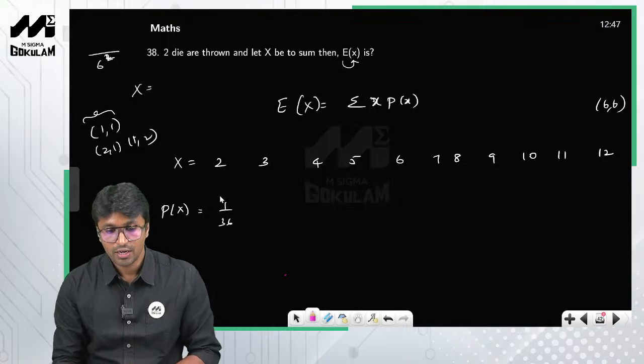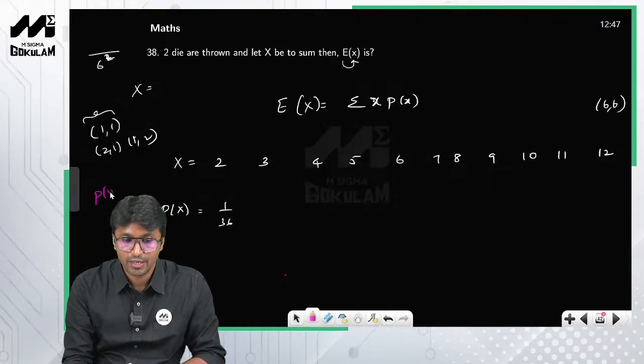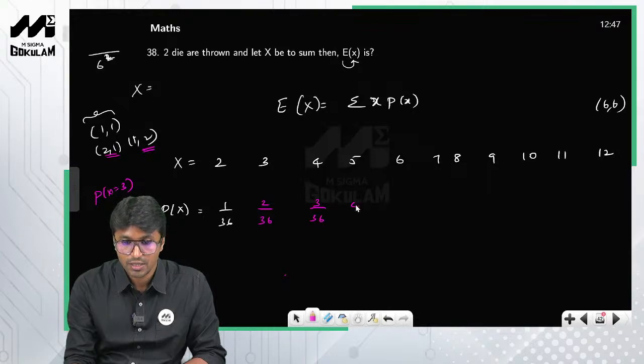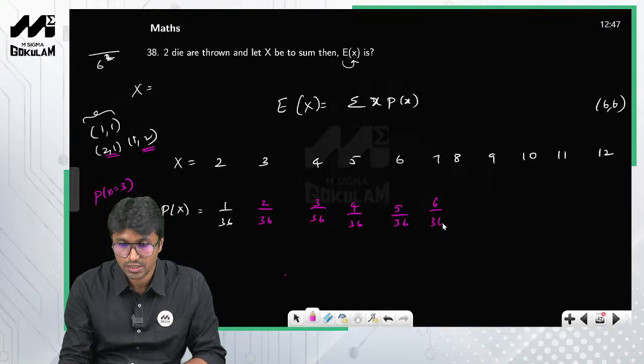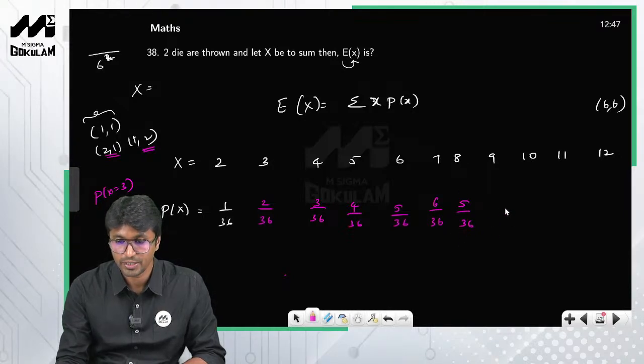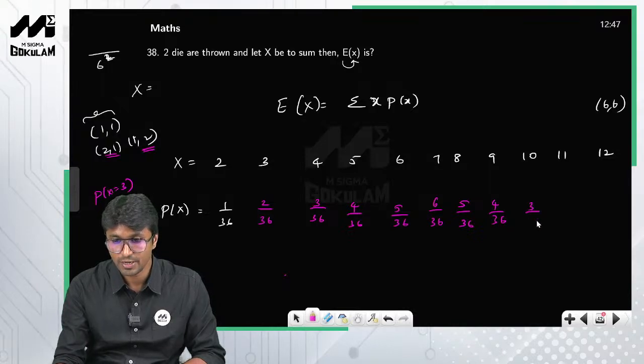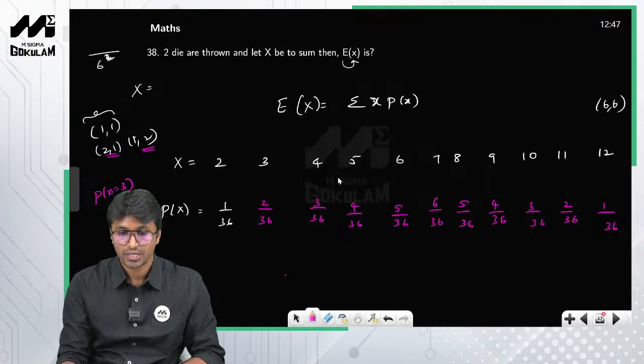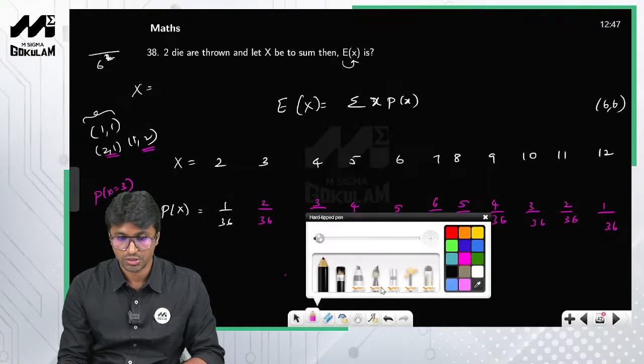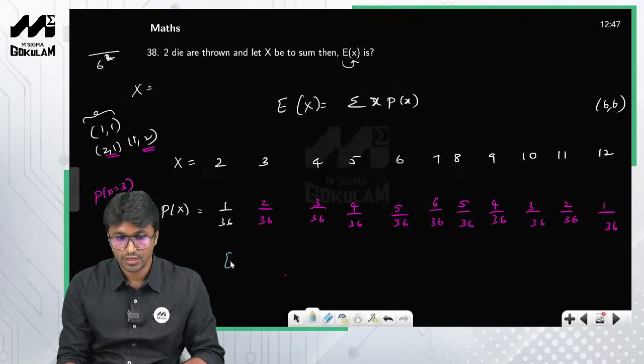And what about this one? What is the probability that the random variable x takes 3? Listen, these are the favorable cases out of 36, so therefore 2 by 36, right? Now similarly this is 3 by 36, this is 4 by 36, this is 5 by 36, this is 6 by 36, and this is 5 again. It decreases again, right? So 5 by 36, 4 by 36, 3 by 36, 2 by 36, and 1 by 36, right? So just substitute into this equation, and you will get the value of the expectation.